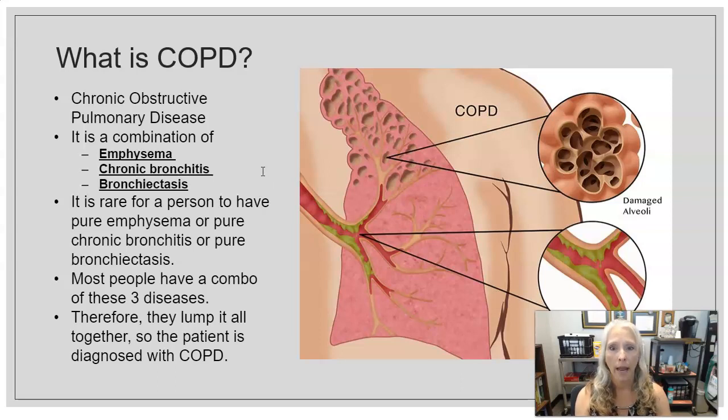rolled into one. And they may start out with only emphysema or only chronic bronchitis, or they may have one to a greater degree than the other 2. But it is very rare for a person to have any of these diseases for very long before they begin having complications relative to the other 2 as well. Most people have a combination of all 3, and that's why we lump it together and call it COPD.